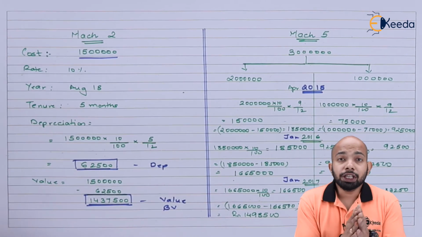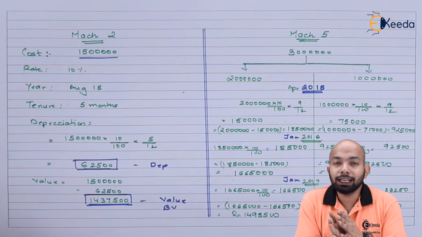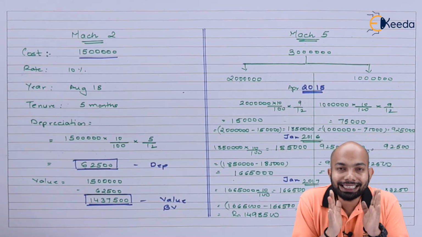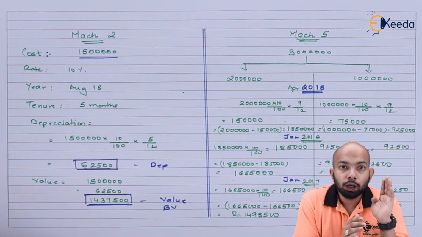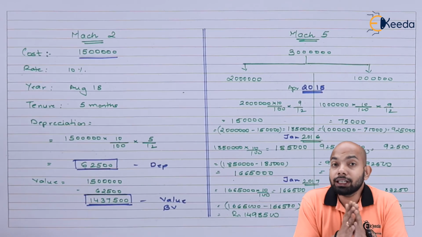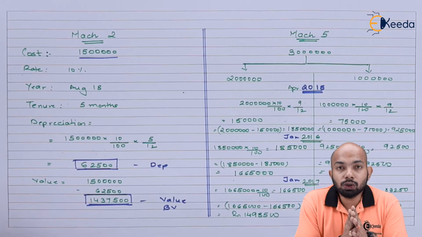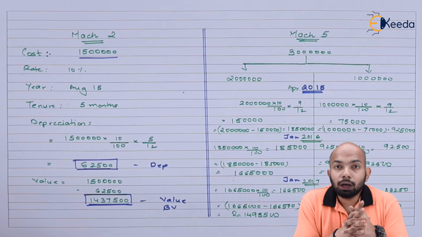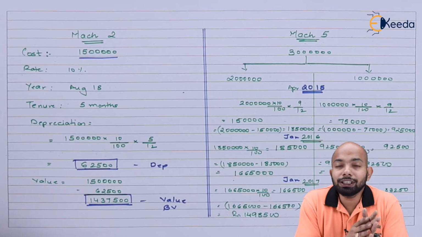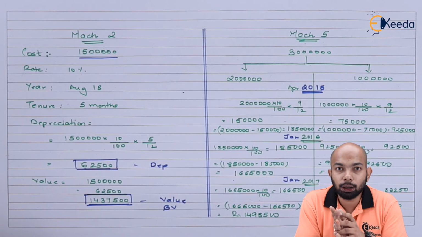So for machine 5, we have made the following calculations in a similar way. How we have done it is that we have segregated the 30 lakh cost into two parts. 20 lakh is the one where there is a partial sale of asset. 10 lakh is the one where there is no sale of asset, so it will continue under the WDV method. So for April 2015, that means the date when it was purchased, from April 2015 until December 2015, we have calculated the depreciation here. Let's figure it out.